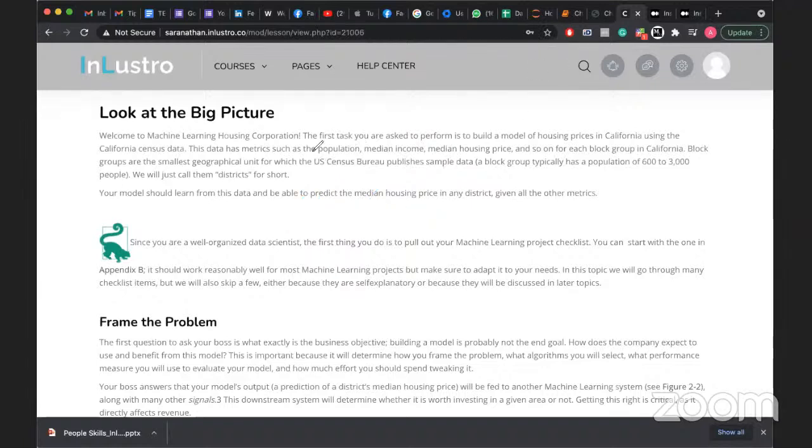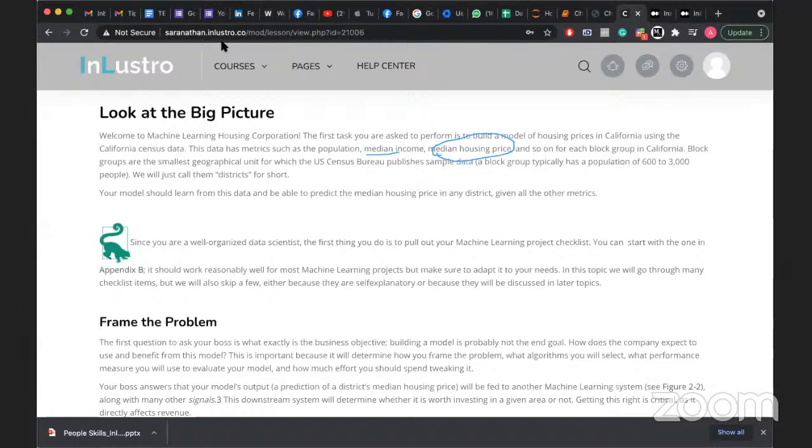So here, what are the different inputs? You have the population, you have the median income, and so on and so forth. And you have to predict the median housing prices. Okay. Is that clear, everyone? So that is the objective, right? So you are a well-organized data scientist. The first thing you do is you pull out your machine learning project checklist, right?